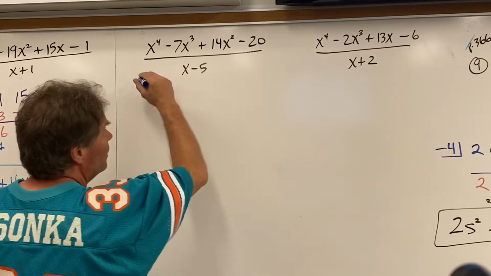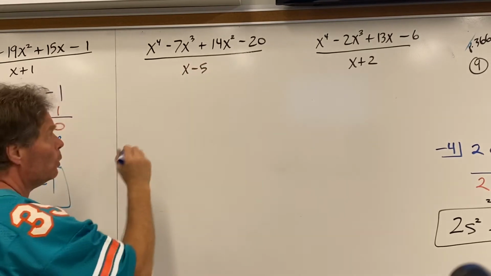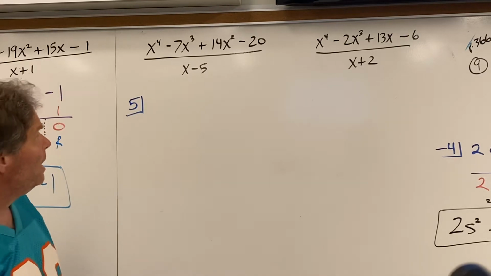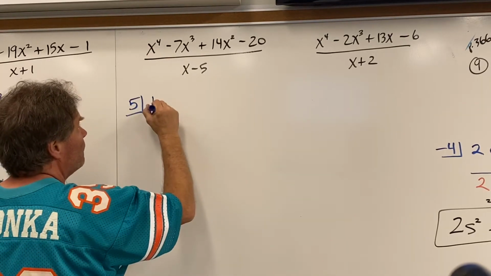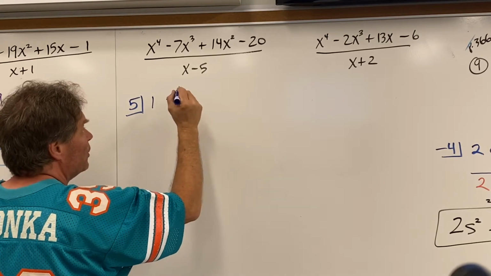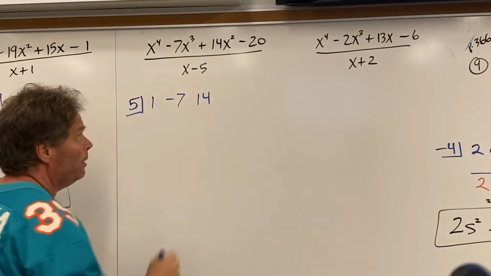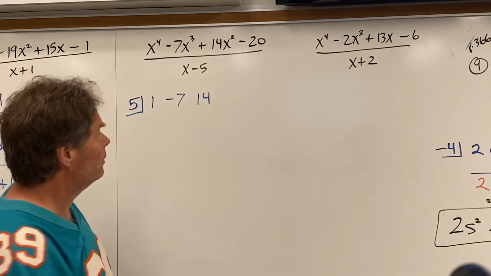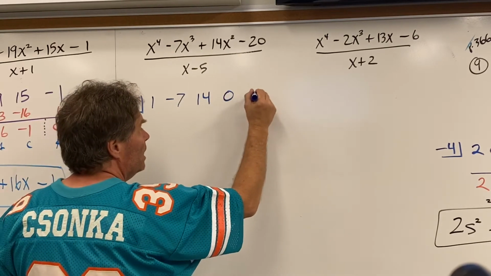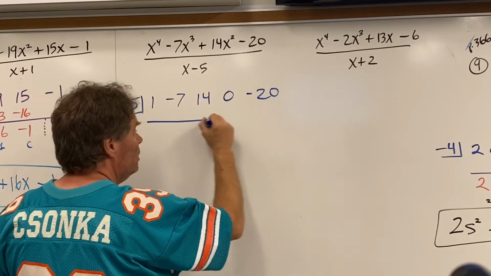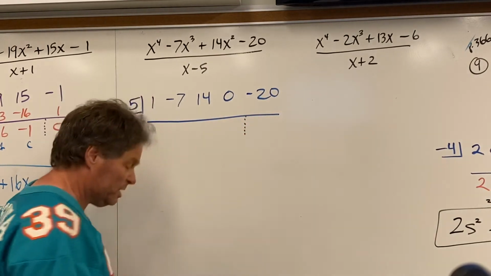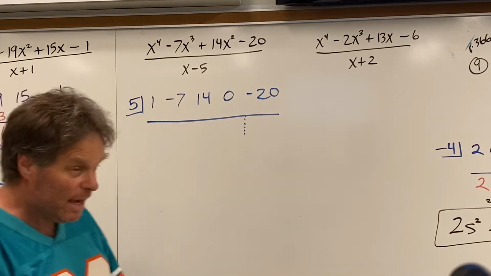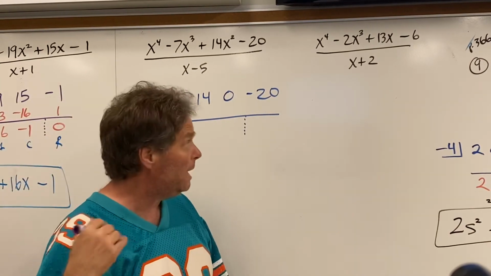Okay, here we go. X minus 5. The root that goes with x minus 5 would be regular 5, positive 5, right? And so let's do these. 1x to the fourth minus 7x to the third plus 14x squared. Wait a minute. There's no x term, so it's going to be 0 and then -20. If you don't put that 0 in, you're going to get the wrong answer. So watch for it. I'm trying to show you common mistakes people make. Leaving out that 0 is critical, and people make that mistake all the time.